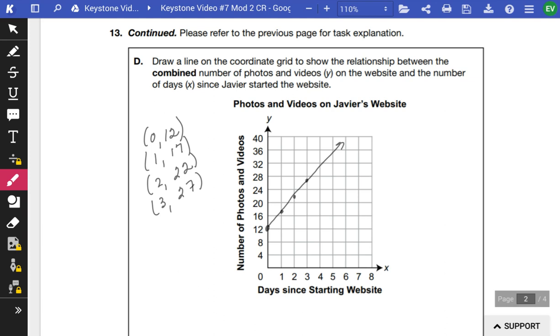Make sure you read carefully before you plot anything. Okay? So combined was the key here. We wanted to combine the photos and the videos. Okay?